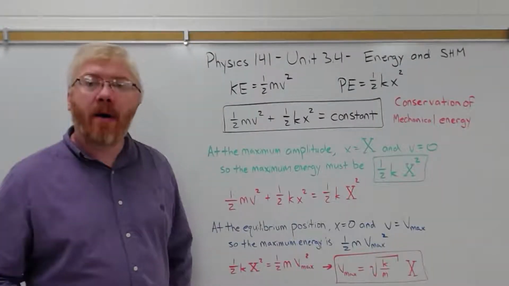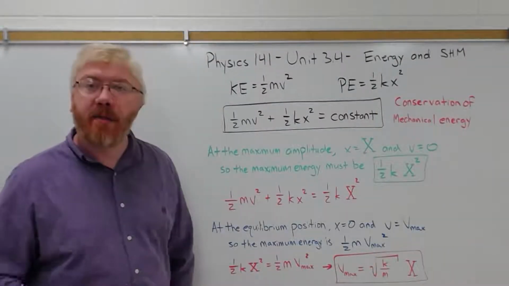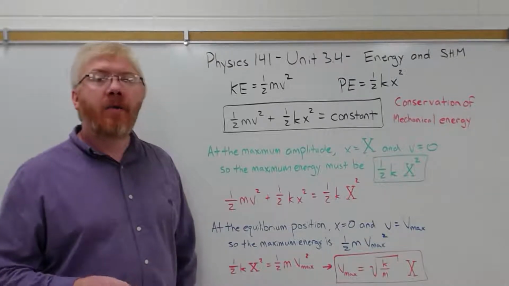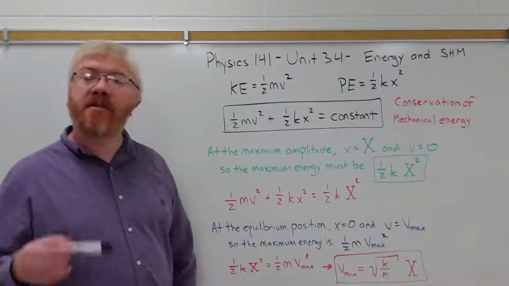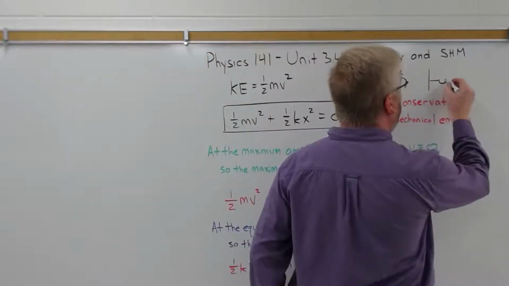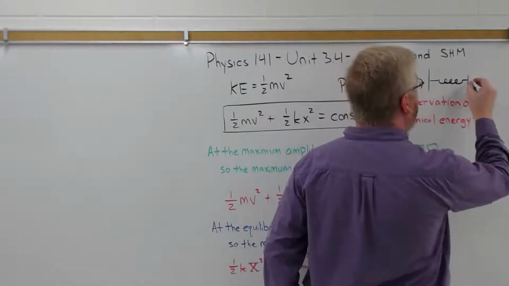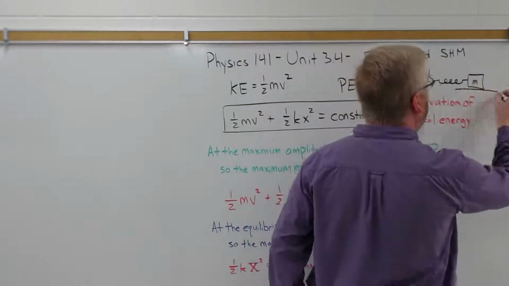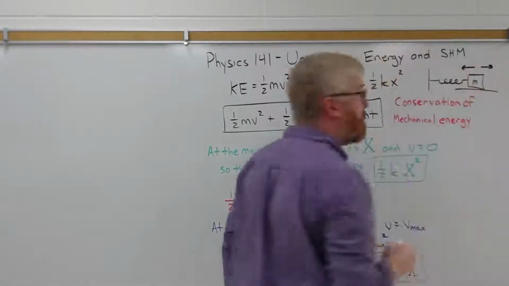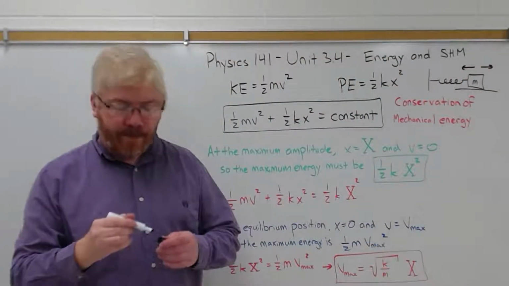We're going to look now a bit about energy and simple harmonic motion. And we talked about this a little bit in previous videos. So we're going to do this setup where we have a spring attached to a wall, attached to some block of mass m on a frictionless surface, and this spring is going to oscillate forwards and backwards.